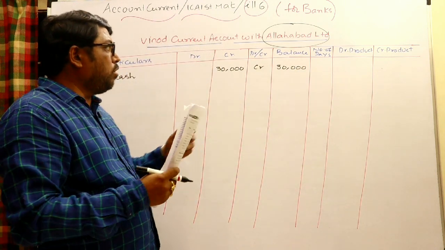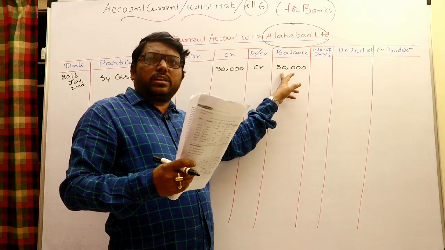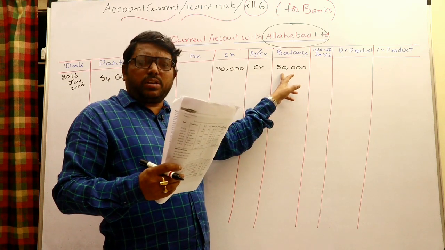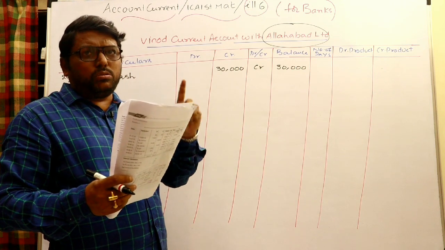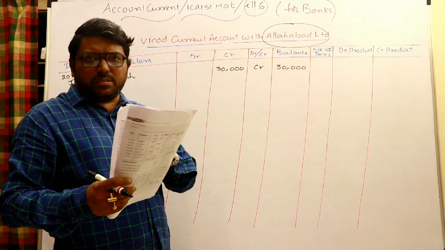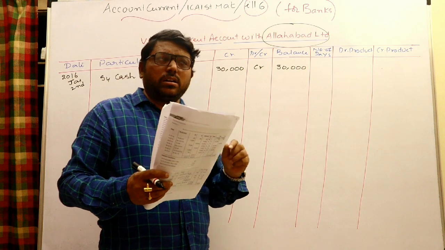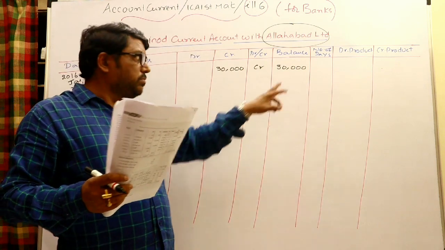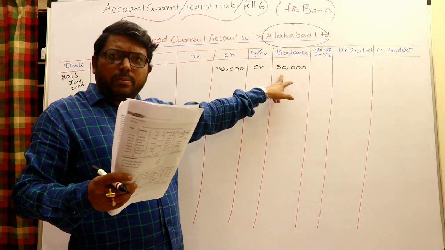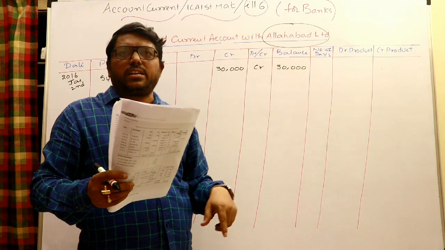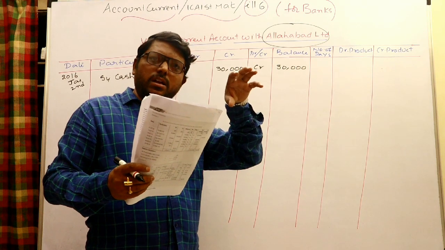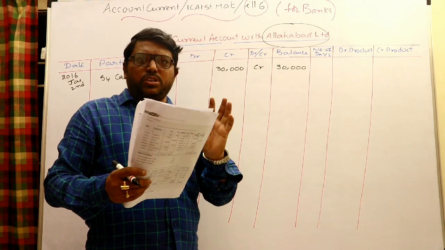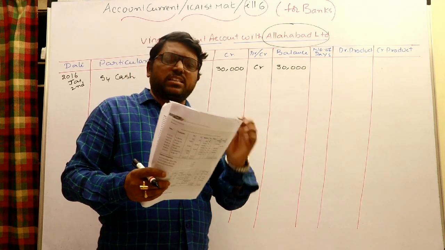Very importantly, for how many days is interest to be given by the bank for this 30,000? To calculate the number of days, everywhere you should wait for the next transaction. Particularly when the bank prepares an account current, you should wait for the next transaction. For this amount, interest will be offered by the bank till the next transaction takes place. Why? Because when the next transaction takes place, the bank balance may be increased or decreased. Definitely it will be changed. So you have to wait till the next transaction.